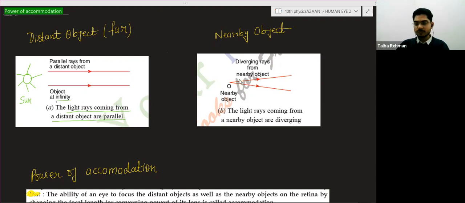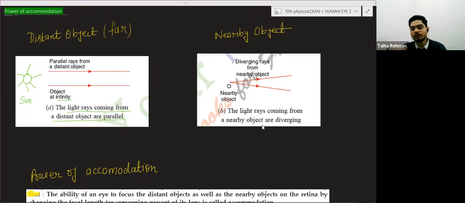Now nearby objects. For me, this mobile phone is a nearby object. And remember, from the nearby object we get the diverging light rays. Suppose the object is at this point A, and these are the light rays, these are the diverging light rays from the nearby object. So the light rays coming from a nearby object are diverging. This point should be clear.